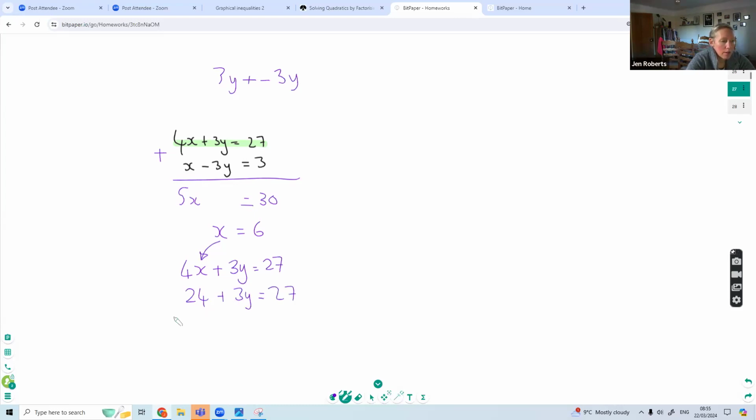Then I'm going to take 24 off both sides. Take 24 off here, I'm left with 3y. I take 24 off here, I'm left with 3. Divide both sides by 3. 3 divided by 3 is 1. So y is 1. X is 6, y is 1.